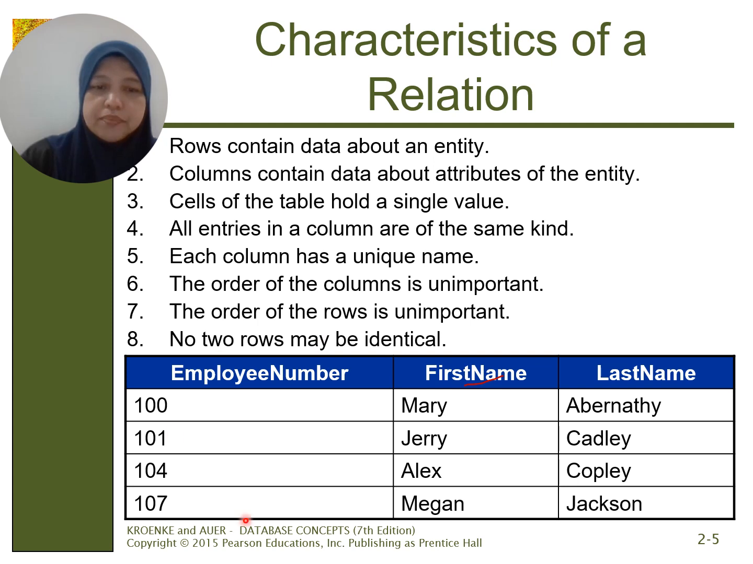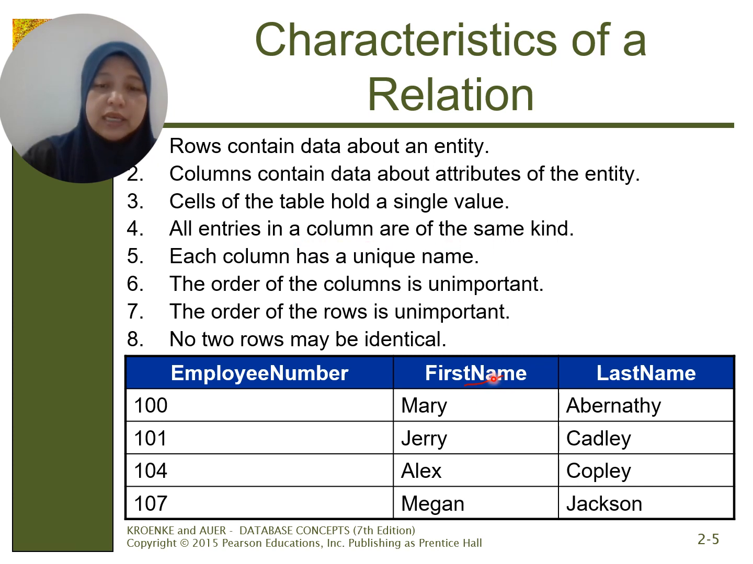Okay, this is an example of a table with ID. You cannot duplicate it. Like this one is 100, 101, 104, 107. The order of the rows is unimportant. The order of the columns is also unimportant. Each column has a unique name. If you have employee number here, you cannot have another employee number in another column. All entries in a column are of the same kind.